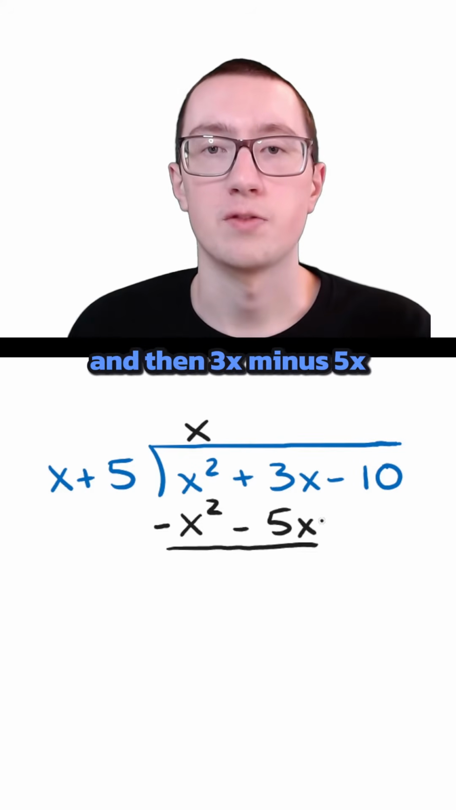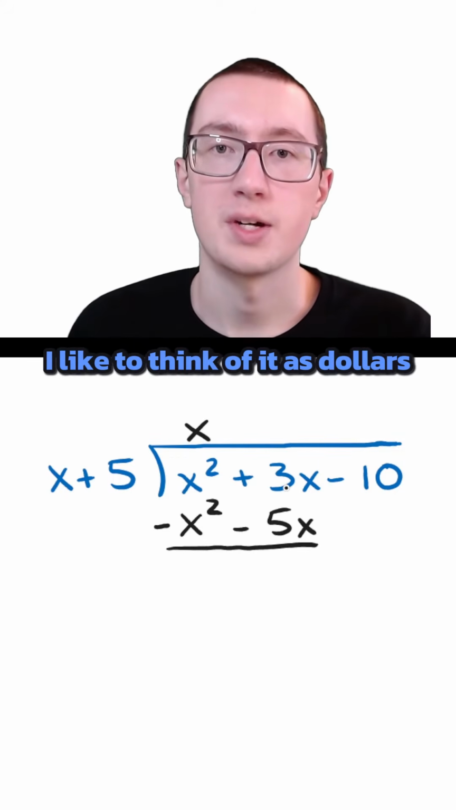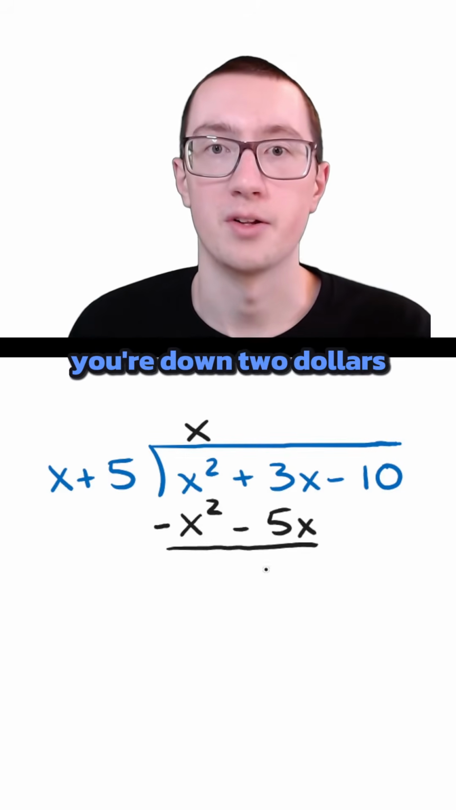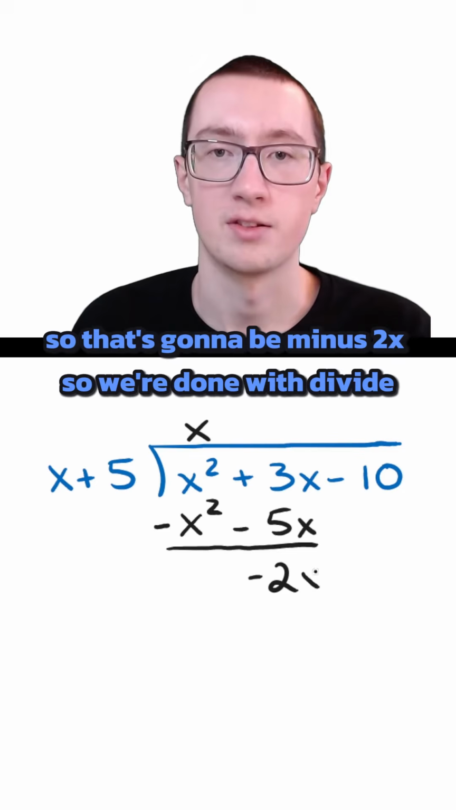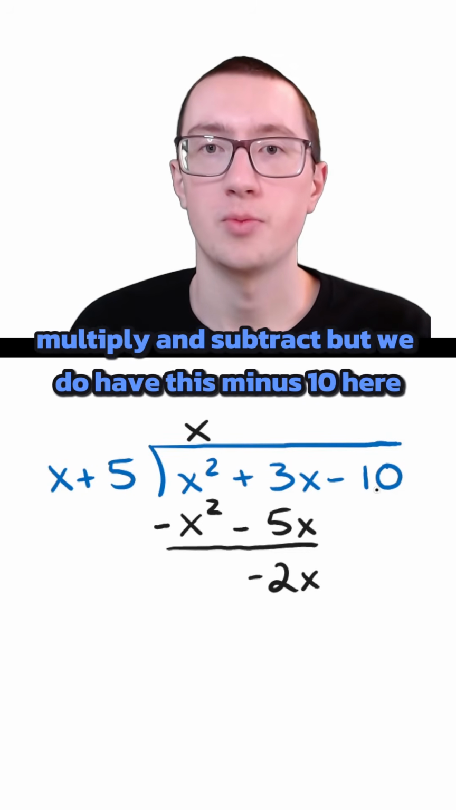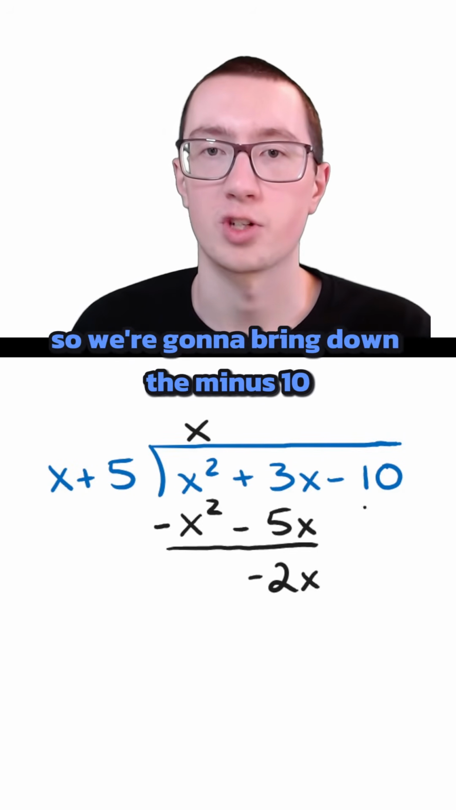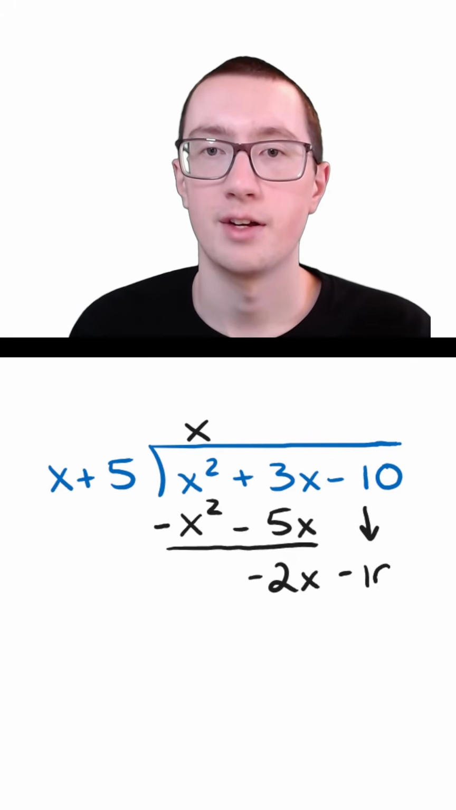And then 3x minus 5x, I like to think of it as dollars. You had $3, you lost 5, you're down $2. So that's going to be minus 2x. So we're done with divide, multiply, and subtract, but we do have this minus 10 here. So we're going to bring down the minus 10 and do the same thing.